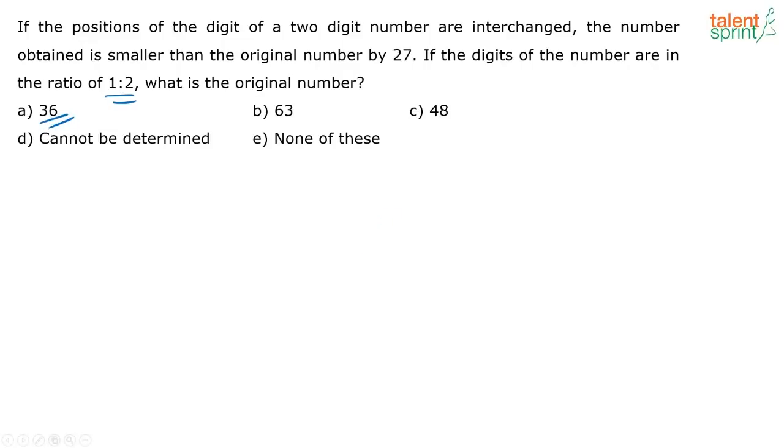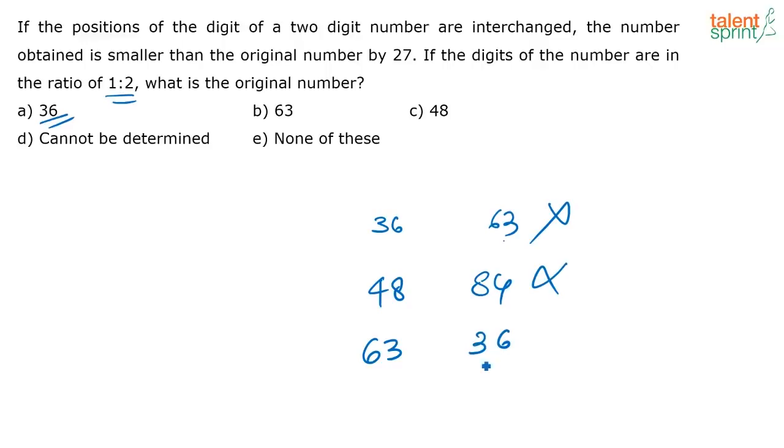So take option A first. If it is 36, when the digits are interchanged, you get 63. But in the question they are saying that when you interchange, you should get a number smaller than the original number. So this is not the right option. Next, take the option 48. If you interchange, again you will get a bigger number. So this is also not the option. Then you take 63. When you interchange 63, you get 36, and the digits are in the ratio 1:2 also. So this is your correct answer.